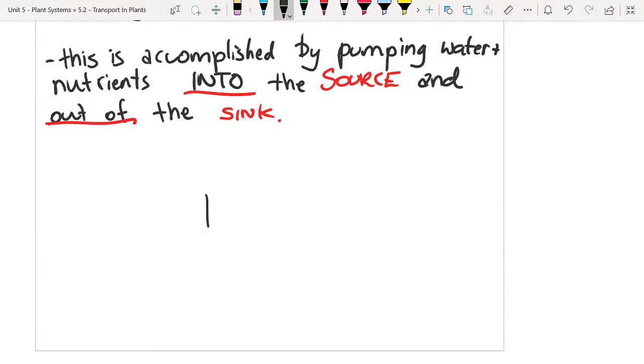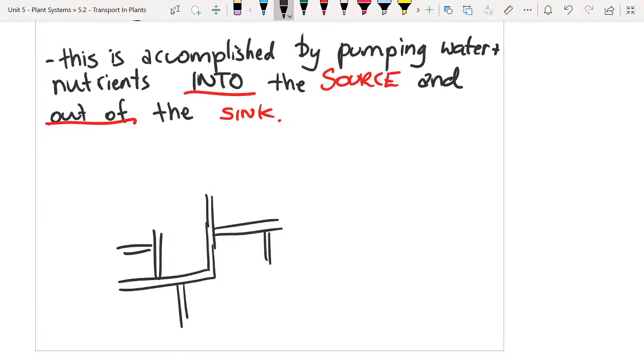If we have a network of tubes, all these tubes going this way and that way, it doesn't matter. But say here is the source, and here is where I want it to go. Here's the sink. Does that make sense? And what we do is this.